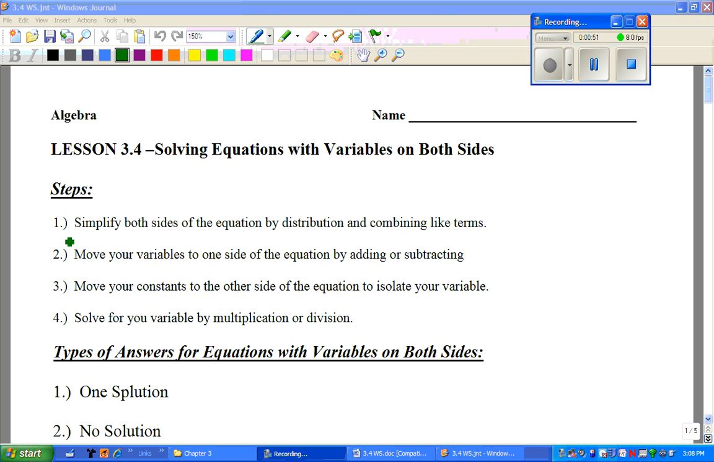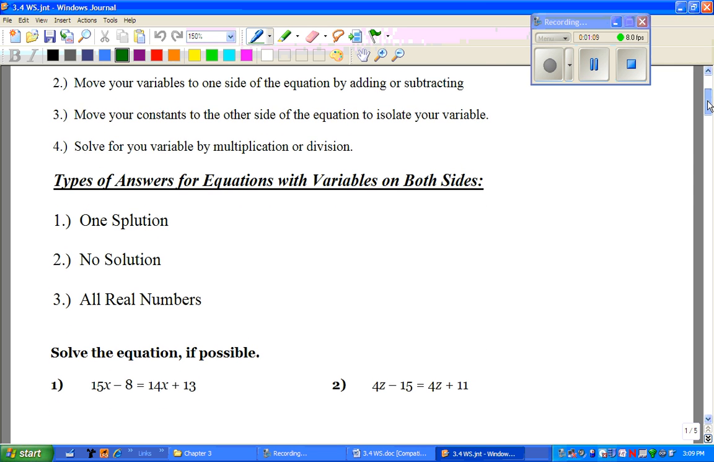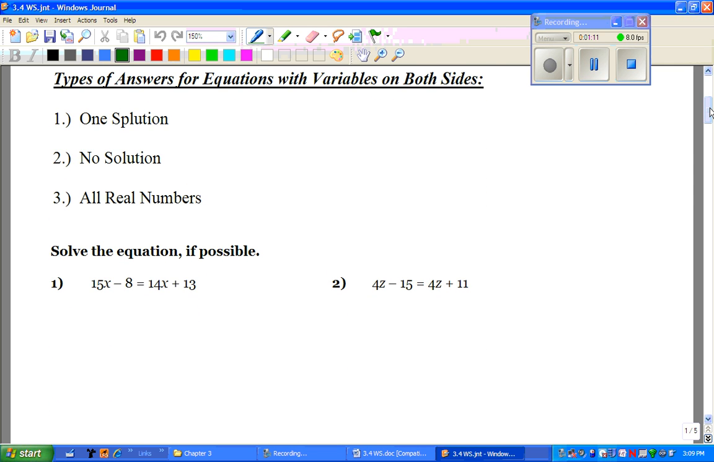Step 3, we want to move our constants to the other side of the equation to isolate our variable. And then step 4, we're going to solve for our variable by multiplication or division. Now, these types of equations are special because, oh, spelled that wrong right there. That should be an O.